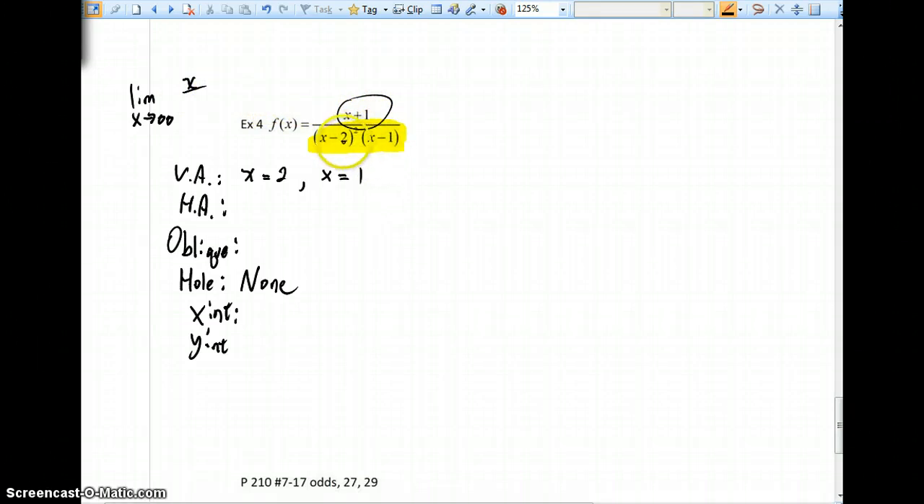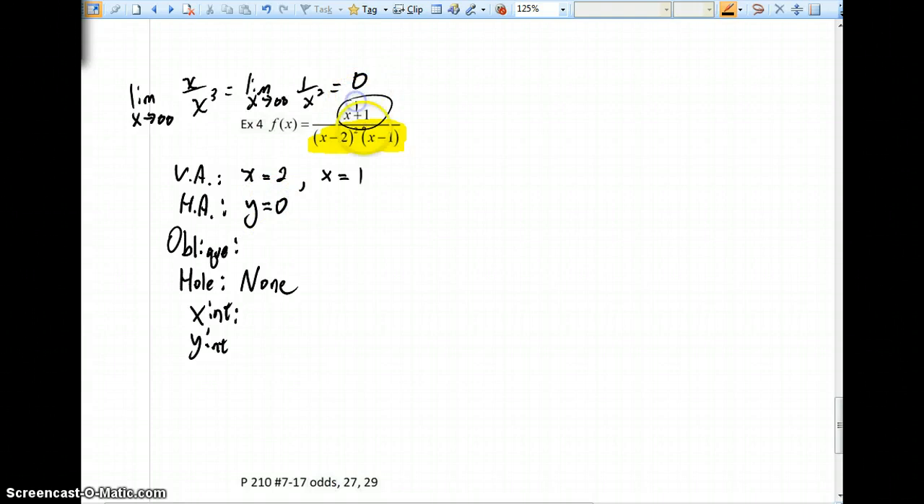Down below, look at the degree. We'd have x squared and an x. That would become x to the third. Of course, this would cancel out. x over x to the third is 1 over x squared. But we've said 1 over big is small. This is going to 0. Again, be careful. We're going to say y equals 0.